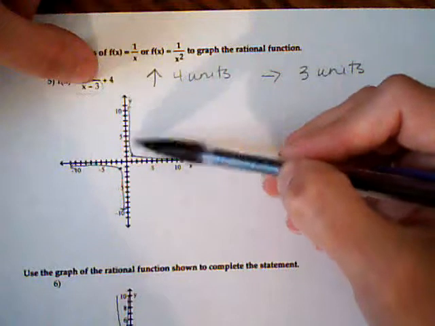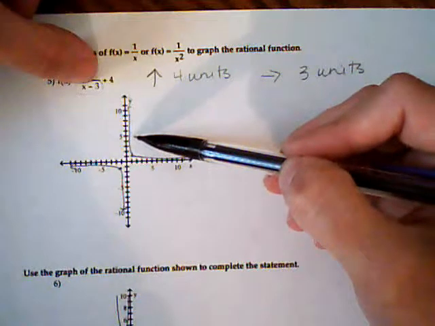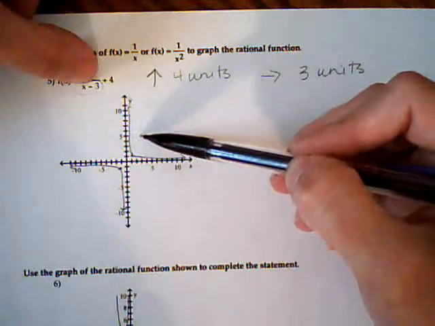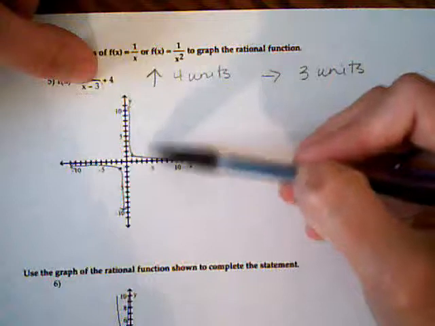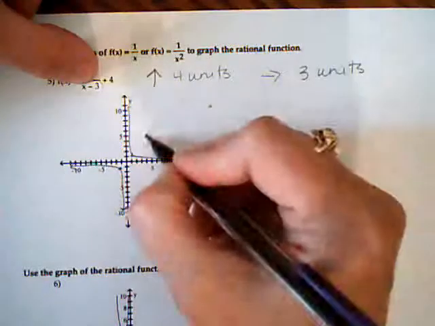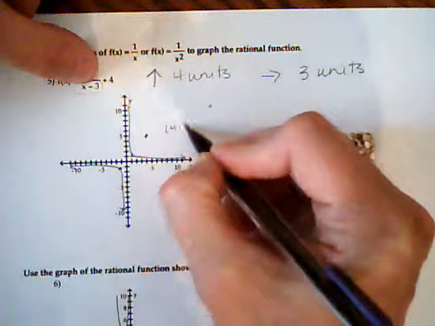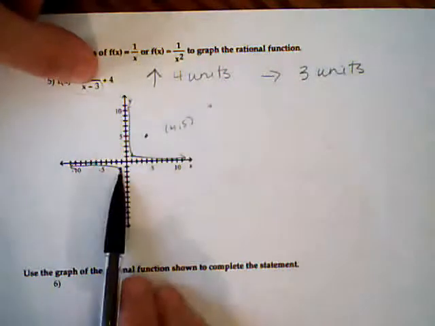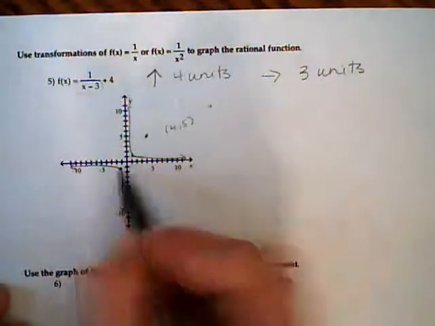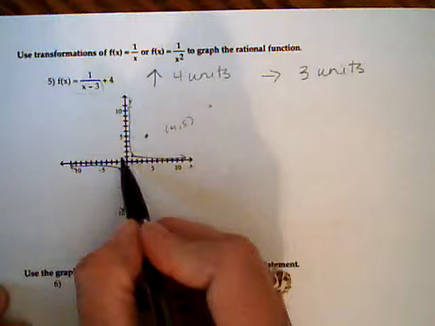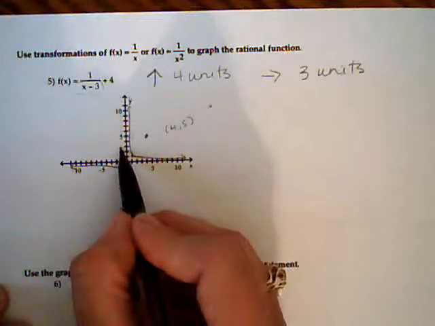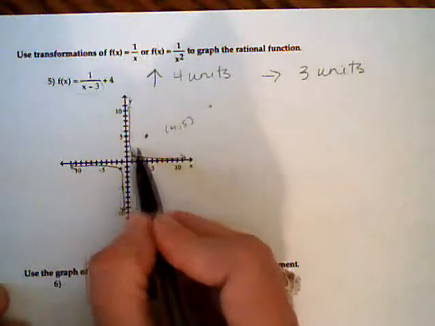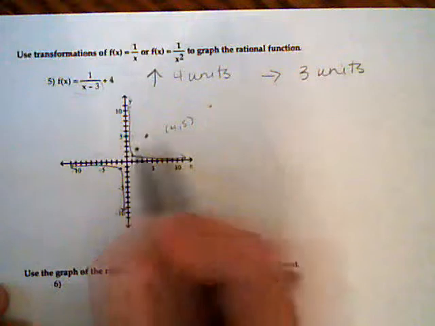If I'm at 1 on my x value and I move to the right 3, I'm going to be at 4. So I should have a point here. That point is (4, 5). That would be on my graph. And I could do the same thing with the point (negative 1, 1). If I move it up 4, 1, 2, 3, 4, and to the right 3, 1, 2, 3, I know I would have that point.